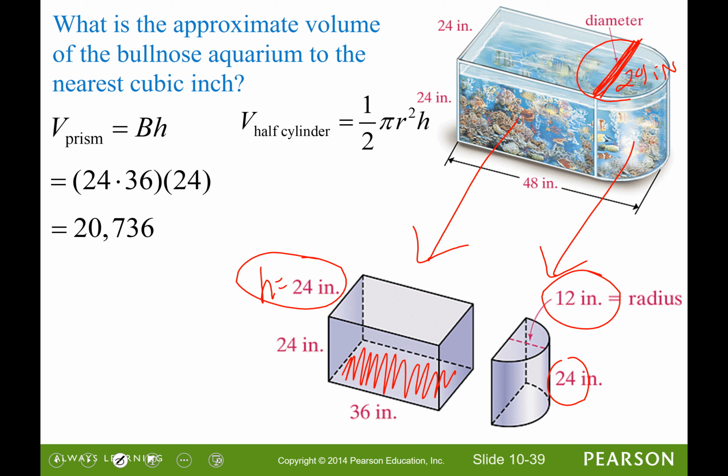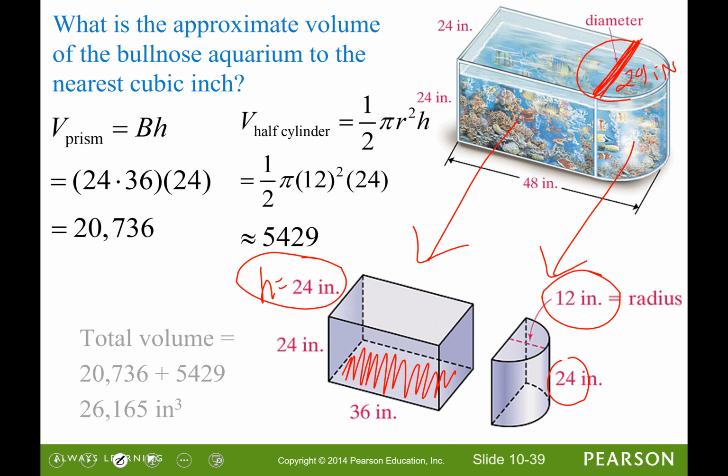Now let's do the volume of half the cylinder, which is pi r squared h, but then half of that, so either divided by 2 or multiplied by half. So plugging in r is 12 and height is 24. Gives us approximately 5,429 cubic inches, giving us a total volume, being their sum, 26,165 cubic inches.